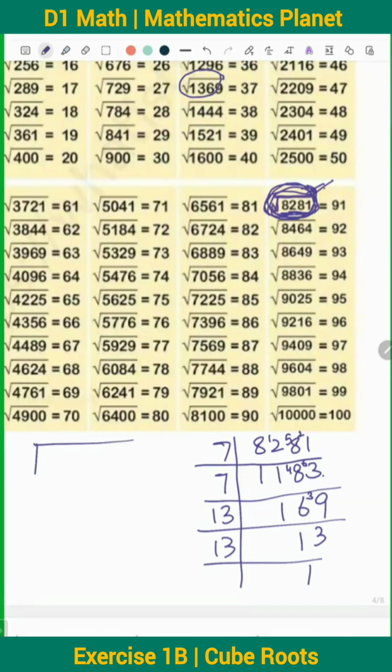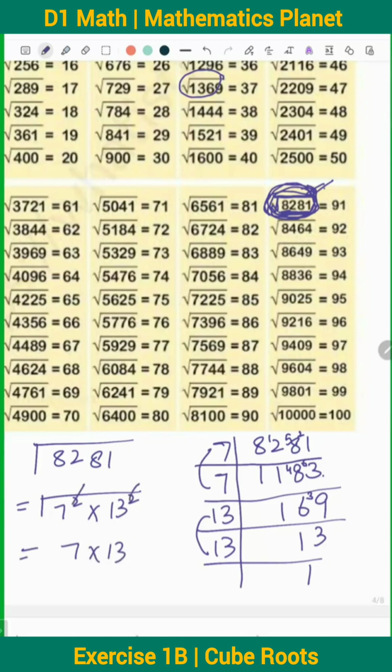In the next step, inside the square root, I will write these prime factors, 7 times 7 times 13 times 13. After writing this, I can cancel out, and I will get 7 times 13. So multiply 7 times 13. What will you get? 91. Yes, students, 91. For all other students, did you get the answer 91?